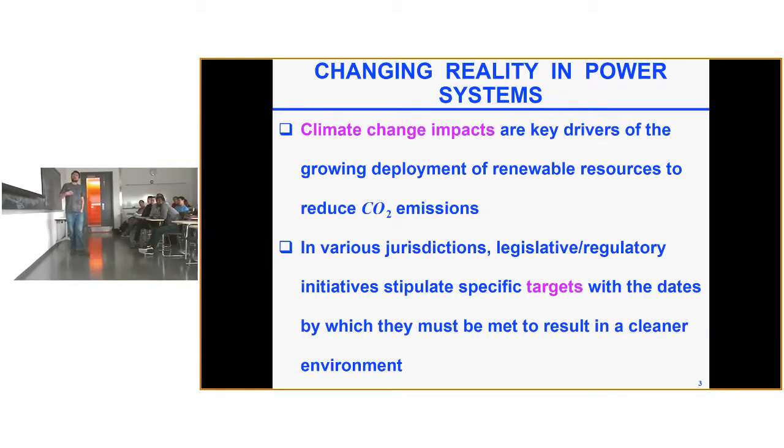So climate change impacts are what are driving the introduction of renewable energy in power systems. And in fact, many states have renewable power targets.